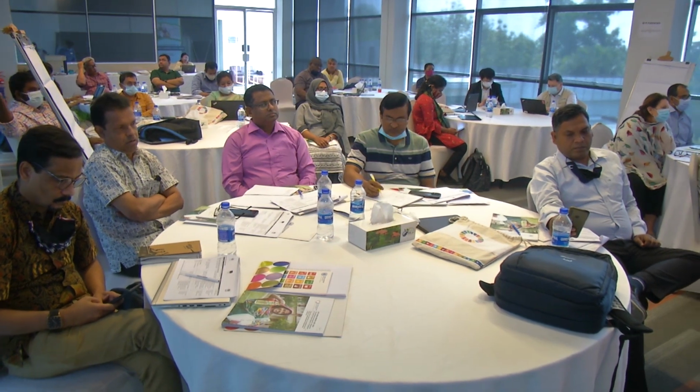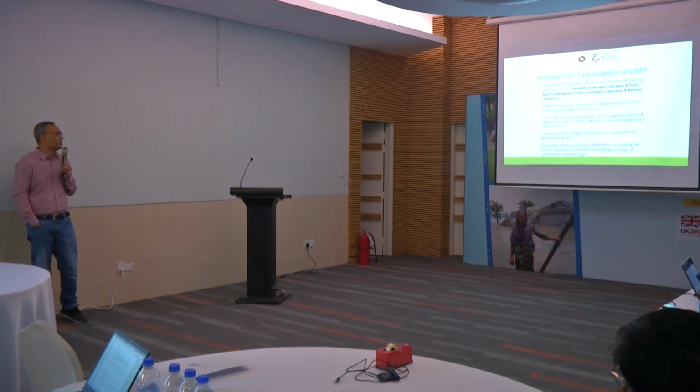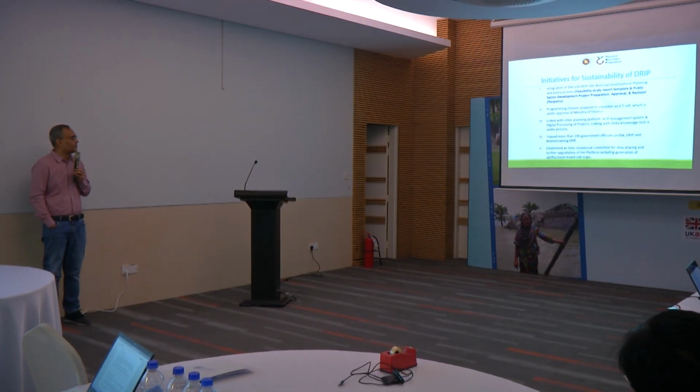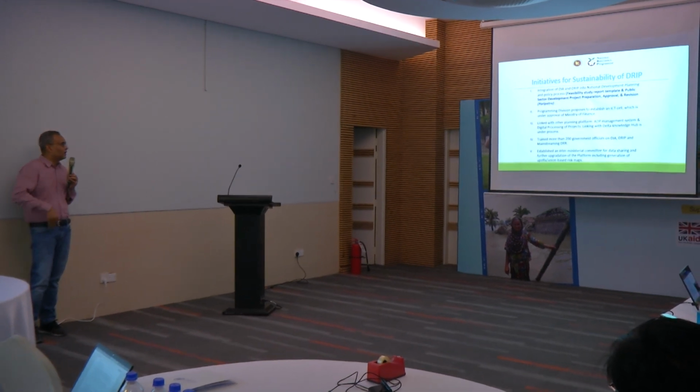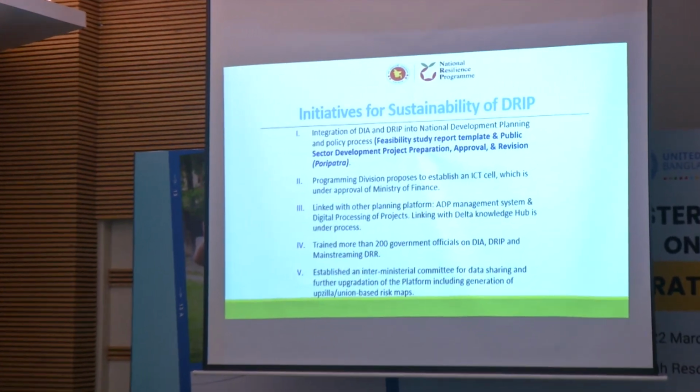And the Programming Division, which still hosts this DRIP, is going to propose establishing a super ICT cell, because at present they are hosting two particular platforms which are very important for the government. One is managing the development budget, the AMS management system, and another is DRIP. So a super ICT cell in the finance ministry, under approval of the finance ministry, linking with other development projects and government digitalization of development project systems.